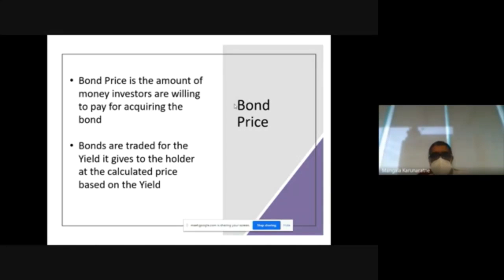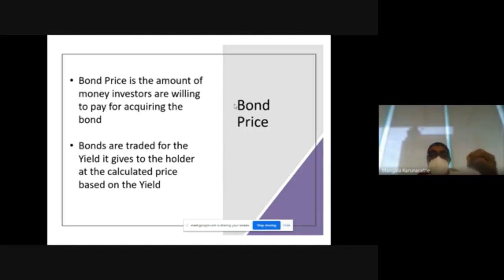So these we call risk-free instruments. People know what return they will get on a risk-free instrument. That is the expected return on a bond, right? That is why I say, or rather, it's the market practice: bonds are traded for the yield they give, right?